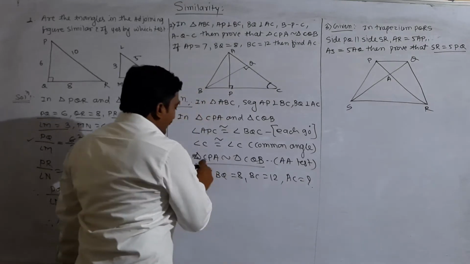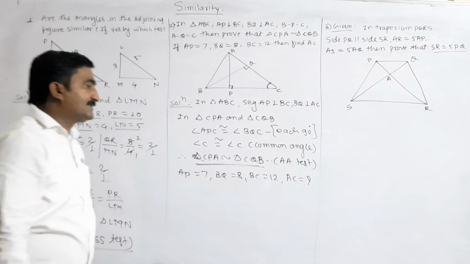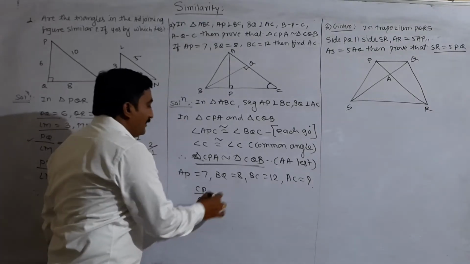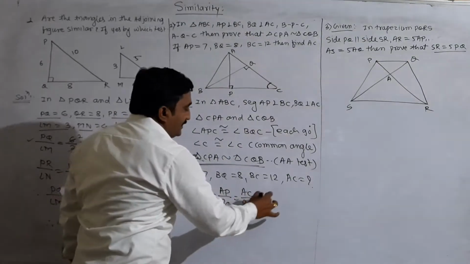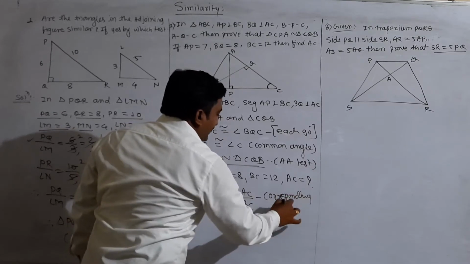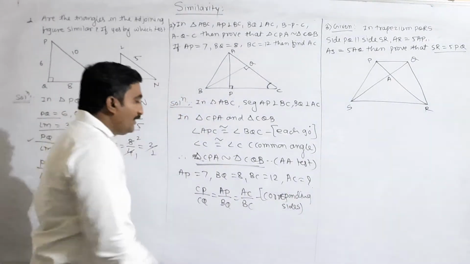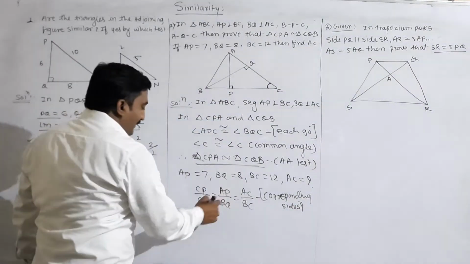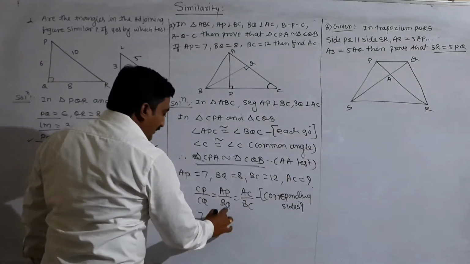So we know that when two triangles are similar, then their corresponding sides are in proportion and corresponding angles are congruent. So write here the corresponding sides. CP divided by CQ is equal to AP divided by BQ is equal to AC divided by BC. These are called corresponding sides. So by substituting the values, we are given here AP is 7 divided by BQ 8 is equal to AC divided by BC 12.